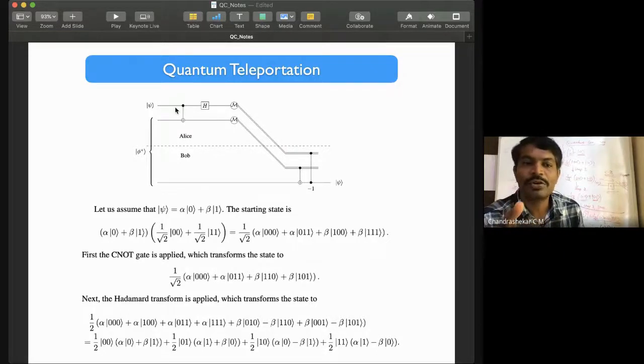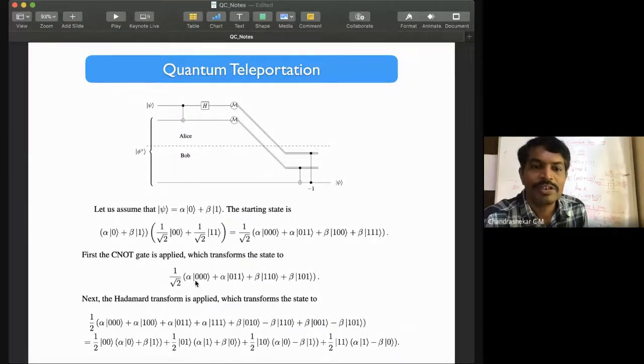So there are totally 3 quantum bits in this system. Alice has 2 qubits on her side. Bob has 1 qubit on his side. So totally it's a 3 qubit quantum system. So Alice does a control NOT gate on the qubit on her side.